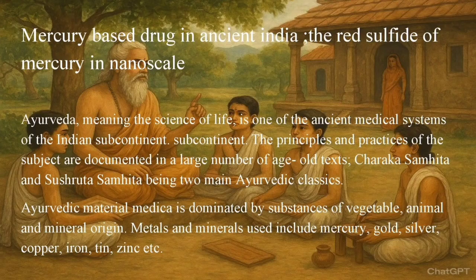Coming to the second subtopic, mercury-based drug in ancient India, the red sulfide of mercury in nanoscale. So, talking about Ayurveda, Ayurveda meaning the science of life, one of the ancient medical systems of Indian subcontinent. The principles and practices of the subject are documented in a large number of age-old texts, Charaka Samhita and Sushruta Samhita, being two main Ayurvedic classics. Ayurvedic materia medica is dominated by substances of vegetable, animal, and mineral origin. Metals and minerals used include mercury, gold, silver, copper, iron, tin, zinc, etc.